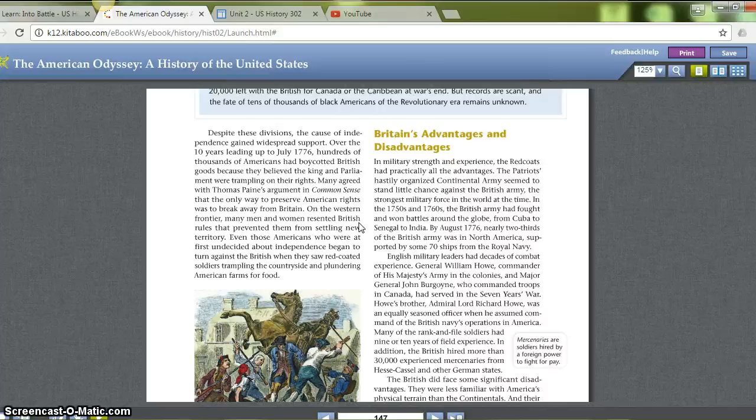On the western frontier, many men and women resented British rules that prevented them from settling new territory. Even those Americans who were at first undecided about independence began to turn against the British when they saw red-coated soldiers trampling the countryside and plundering American farms for food.